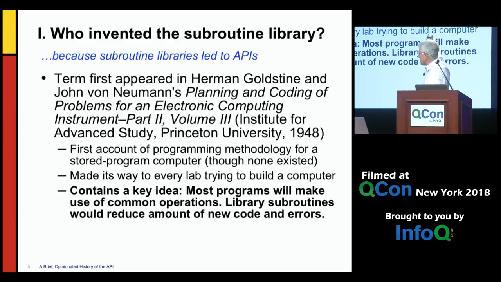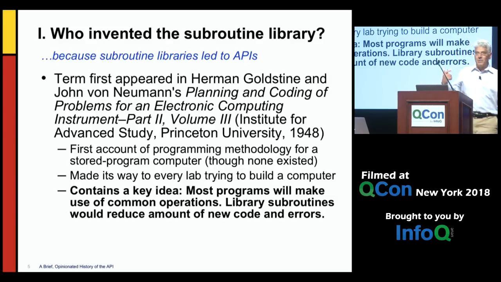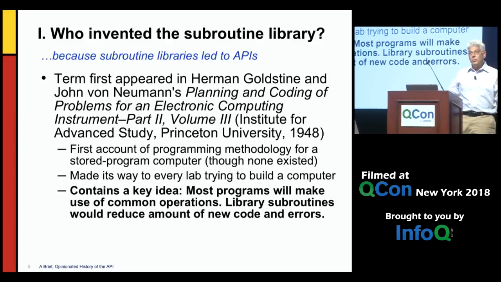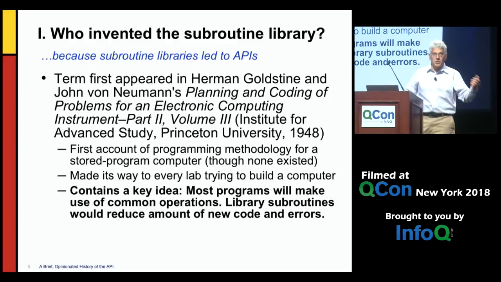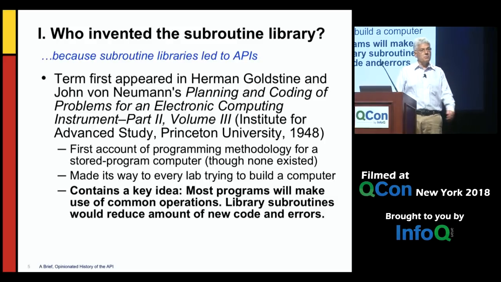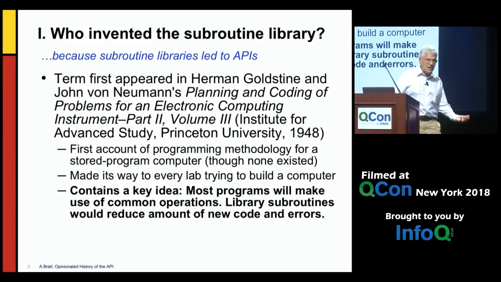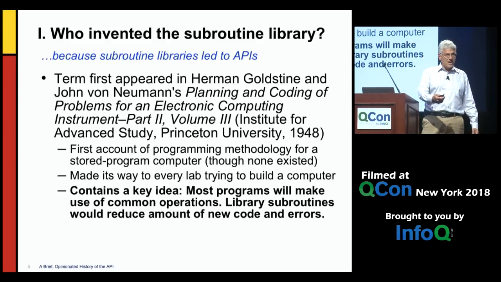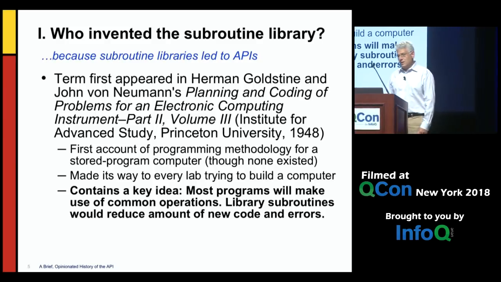And this report basically made its way to all the labs that were trying to build computers, and it was enormously influential. And it does contain this key idea that most programs will make use of common operations, and a library of subroutines reduces the amount of new code you'll have to write when you're writing a program, and also it makes it much more likely that the program will be free of bugs, right? Because you're using tried and tested code.